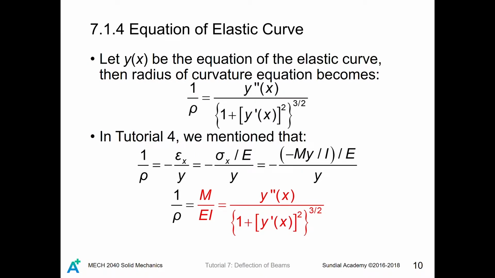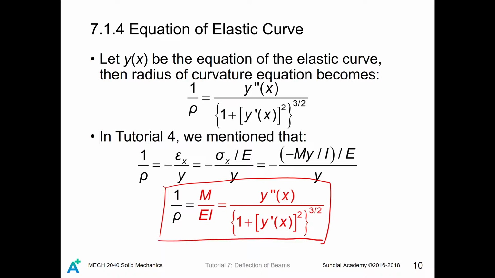Before we simplify it, I have to mention one important equation we mentioned in previous tutorials, which is talking about the radius of curvature as well as the moment inside the beam. So in tutorial 4, we know that 1 over rho equals M divided by EI. So if you don't know where this equation comes from, you can refer to tutorial 4 for information. You know we have 1 over rho, we also have M divided by EI. So we can write the whole equation in this way.